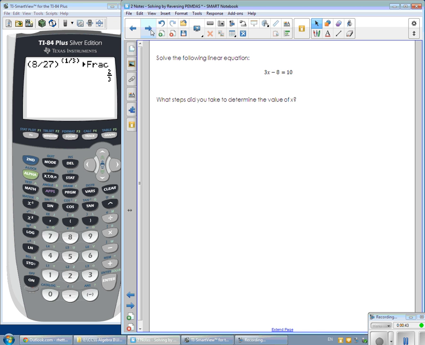Okay, let's start with something you know, okay? We're given a linear equation, 3x minus 8, and that equals 10. Think about the steps that you would take to solve for x. What would you do to get x all by itself?